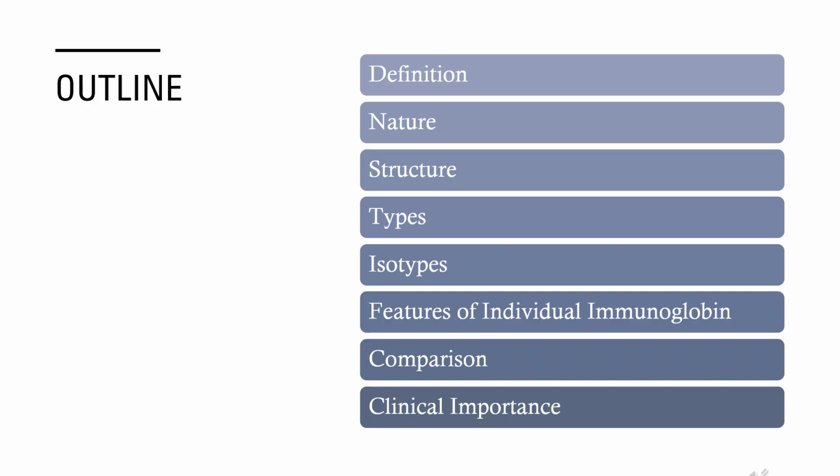We will cover in this presentation the following topics: definition, then we will discuss nature, then we will go for structure, types, isotypes, features of individual immunoglobulin, their comparison, and in the last of this presentation, we will see clinical importance of the antibodies.